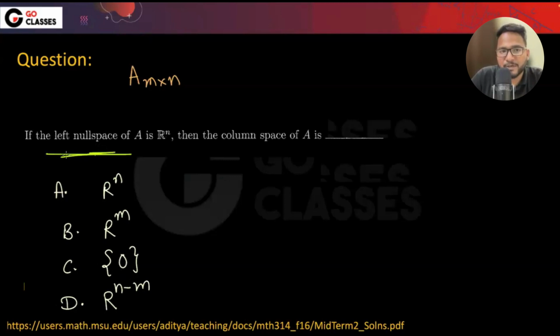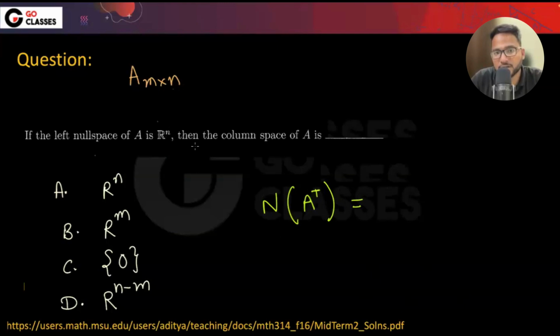So they are saying left null space. What do they mean by that? It means the null space of A transpose. Then the matrix cannot be M cross N, I think. The null space of A transpose is basically Rn. This is interesting. Let me just check the dimension of the matrix.